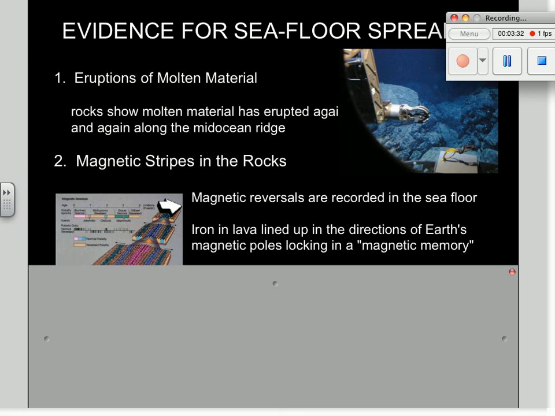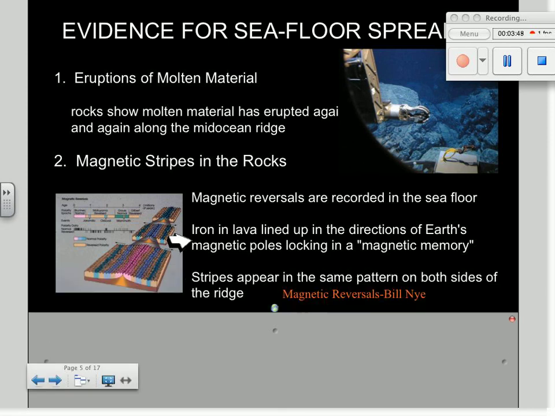So iron in the lava lines up in whatever the direction of the Earth's magnetic field is like at that time. And then when it cools and hardens, it's stuck facing that direction, and that's a magnetic memory. And we've seen stripes, in other words, where the magnetic memory is going in different directions.